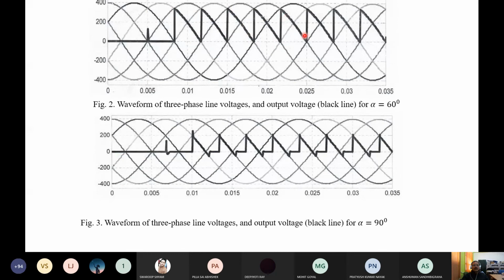This solid line, the dark line, is the output voltage. Just alpha is 60 degree. This is the reference, this is 60, this is just trigger. 1 6 1 2, then here 3 4 5 6 sequence, and this must be greater than 60 degree. This is your 0, 60 plus 30, 90 degree.